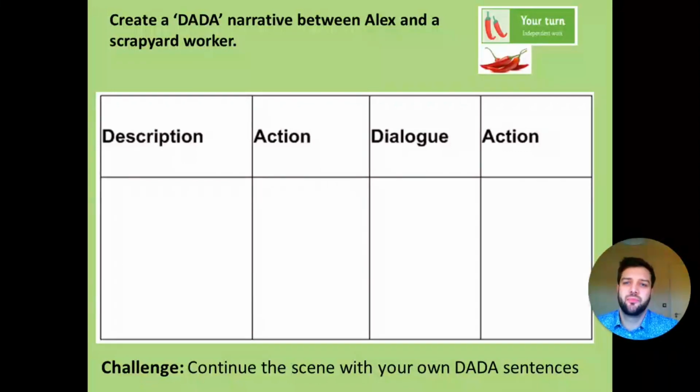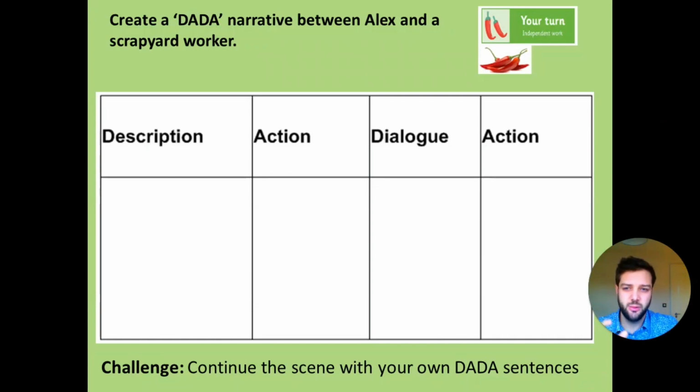And Chili 3 just says, create a DADA narrative between Alex and a scrapyard worker. So I've not given you any structure for this one. I want you to have a quick remember of what we did earlier and go and make your own description, follow it up with an action, add in some dialogue, see if you can maybe sneak an adverb in there as well, ones we might have collected, or you could have a different said kind of verb.